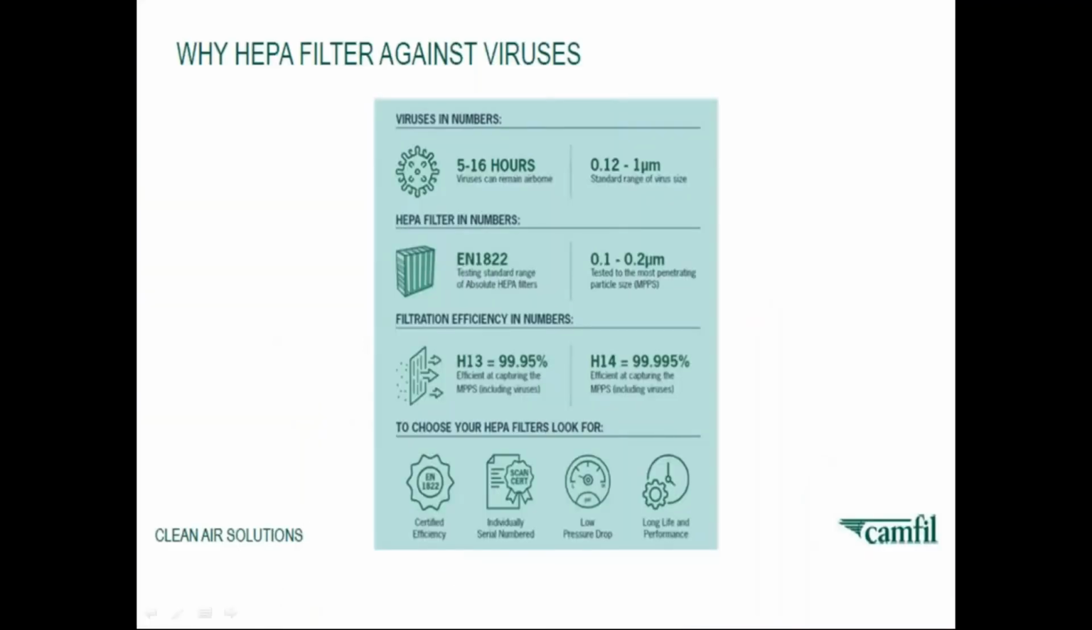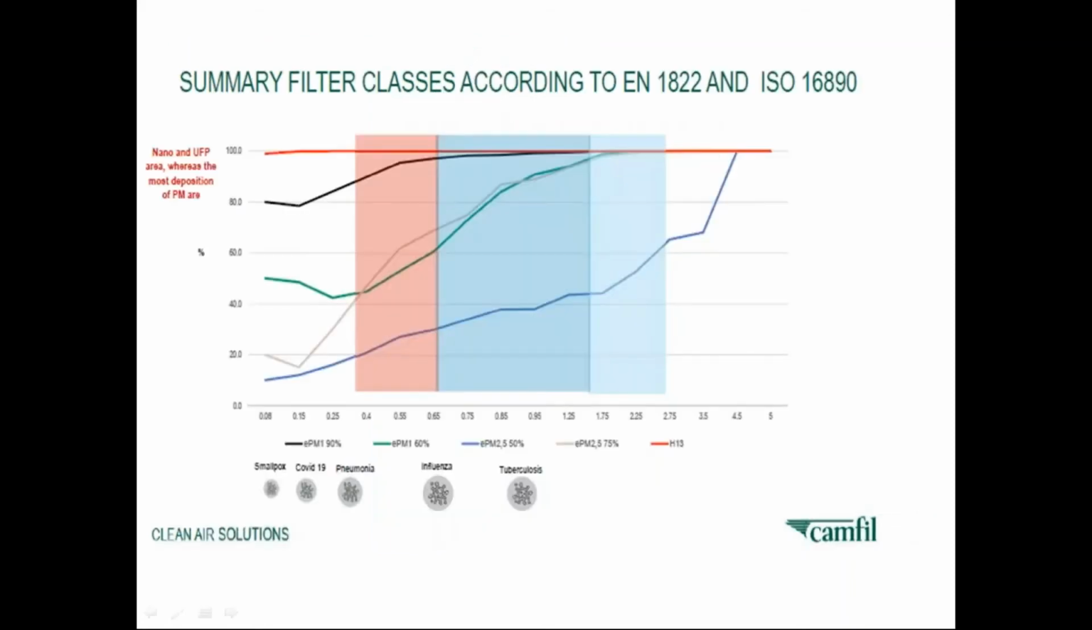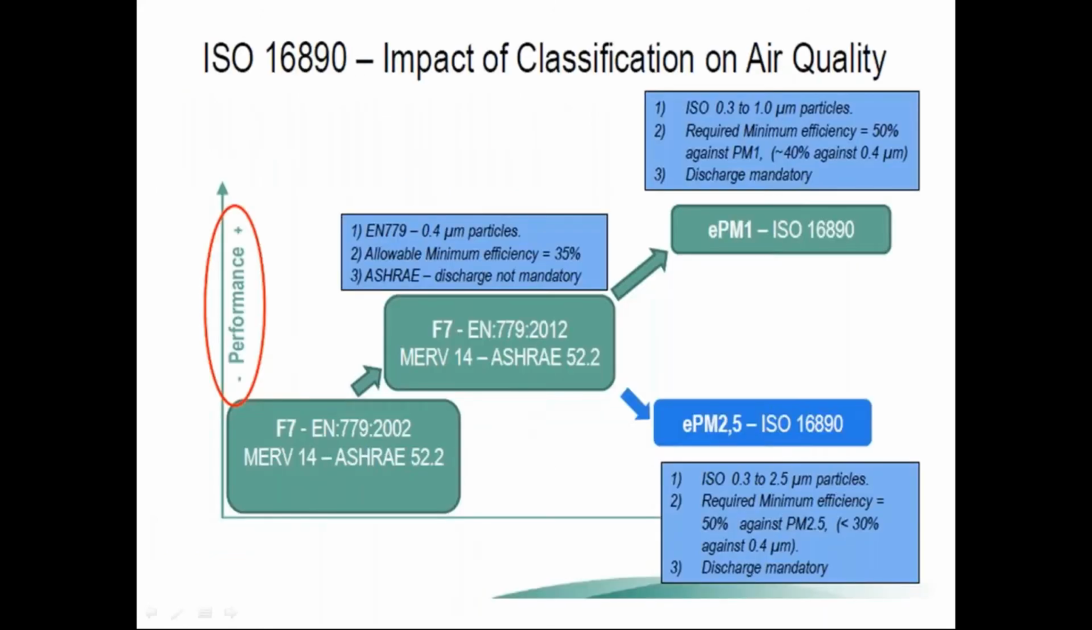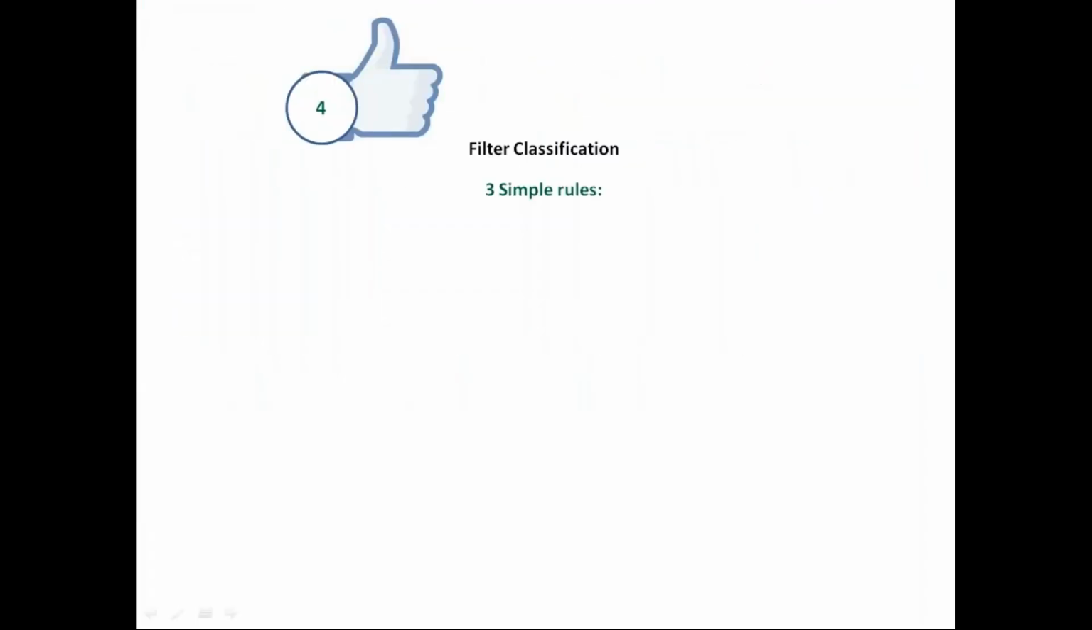We had this last week, or a couple of presentations ago from Campbell, which identified the importance of HEPA and the 0.1 to 0.2 micron testing standard for EN1822, and the 0.12 to 1 micron size is what we're concerned about. They show the importance of HEPAs on this graph and the standards. And the new standard for bag panels is 18690. There it is there. 3 simple rules reported.